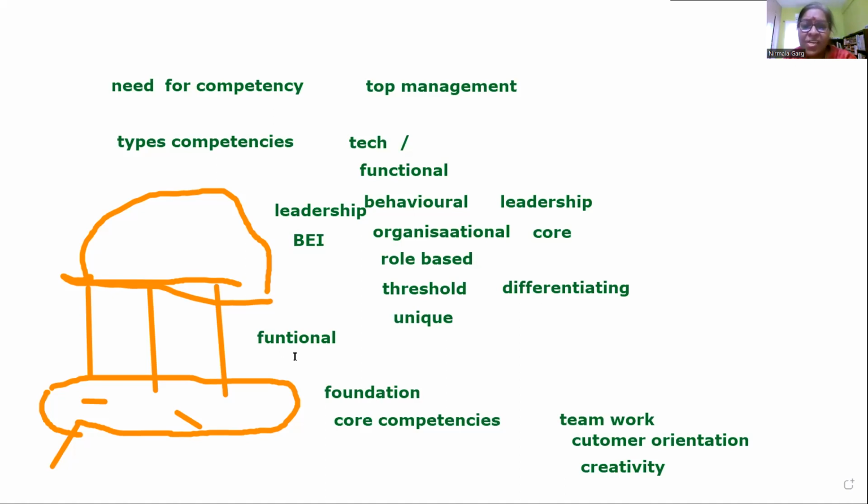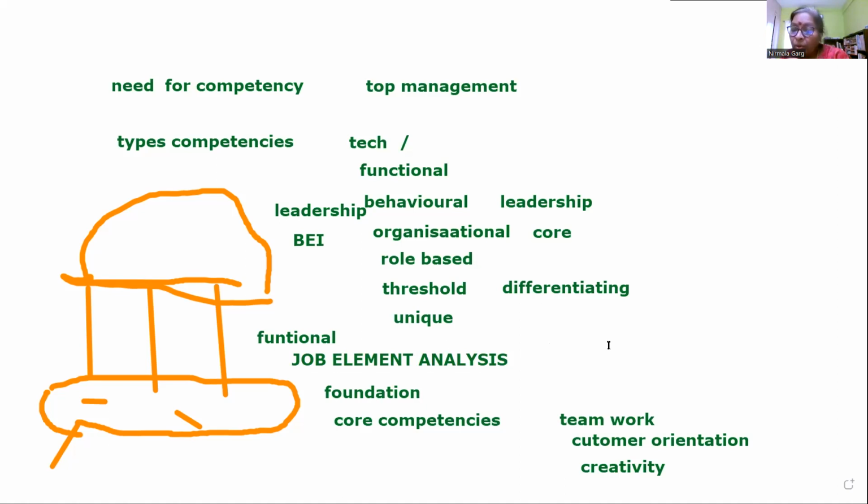Now, functional competencies. How do you map functional competencies? There is a technique or a tool which we use. Anybody who can tell me? We call that job element analysis. What is it called? Job element analysis. By doing a job element analysis, we derive the functional competencies.